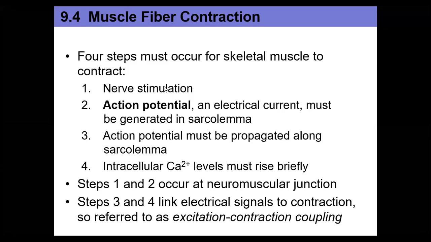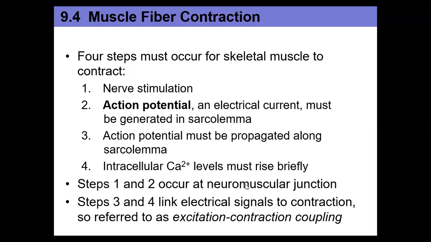Sorry, nerve stimulation. The nerve has to come from somewhere. When that nerve gets to the cell that it needs to get to, it's going to cause something called an action potential, an electric current that has to generate in the cell membrane of the cell it wants to excite. The action potential must be strong enough to propagate along the sarcolemma, the cell membrane. And then the intracellular calcium levels must rise briefly.